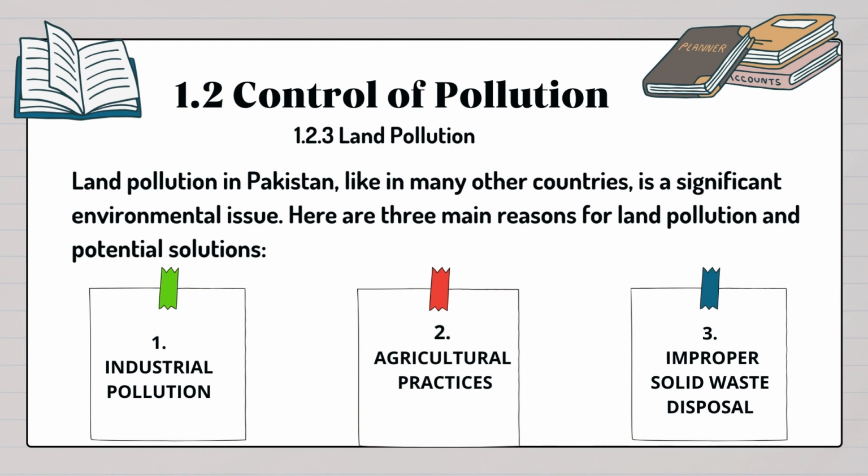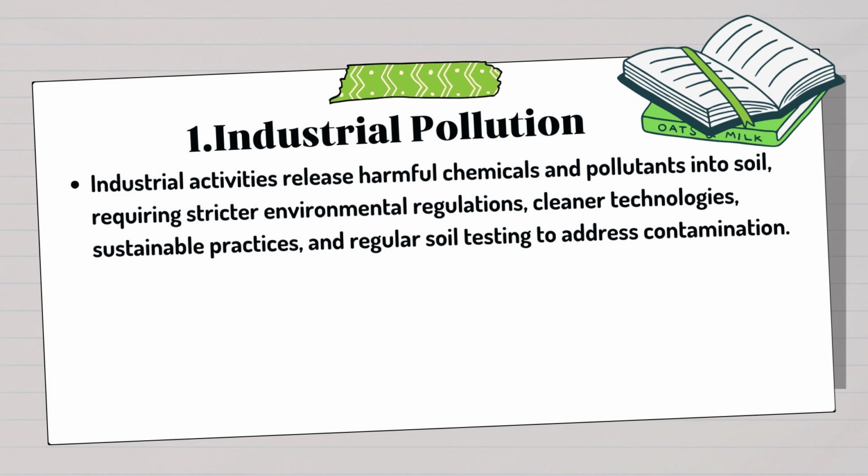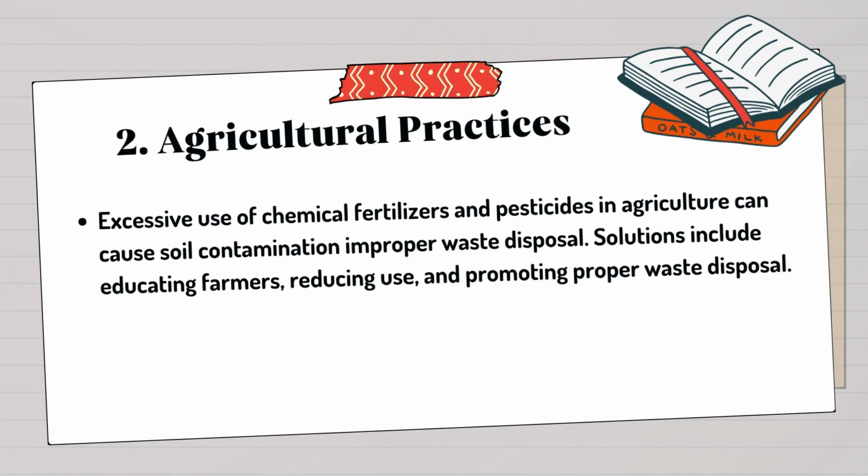Land pollution in Pakistan, like in many other countries, is a significant environmental issue. Here are three main reasons for land pollution and potential solutions. Industrial pollution. Industrial activities release harmful chemicals and pollutants into soil, requiring stricter environmental regulation, cleaner technologies, sustainable practices, and regular soil testing to address contamination. Number 2, agriculture practices. Excessive use of chemical fertilizers and pesticides in agriculture can cause soil contamination. Solutions include educating farmers, reducing use, and promoting proper waste disposal.